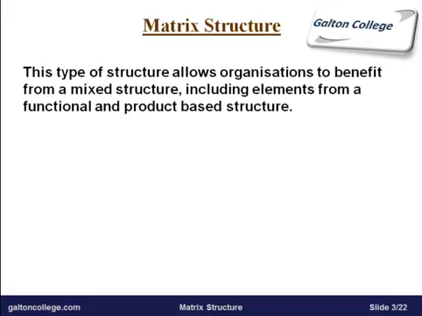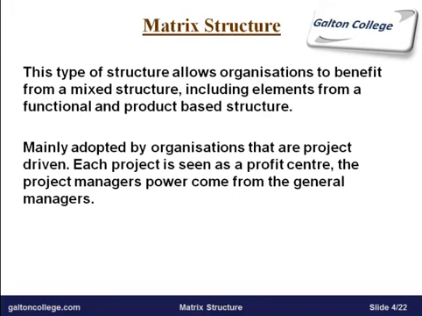Now, the matrix structure is a mixture of functional and product-based structures. So it's an amalgam almost. It's a running together of two sets of ideas. It's mainly adopted by organizations that are project driven. Each project is seen as a profit center. The project manager's power comes from the general managers, and the general managers report upwards.